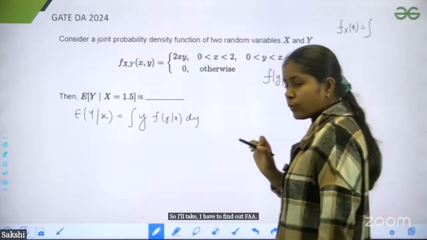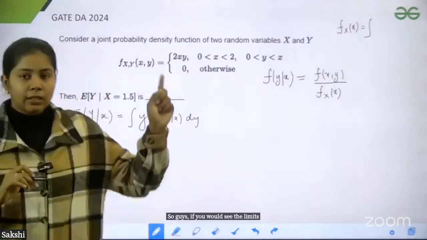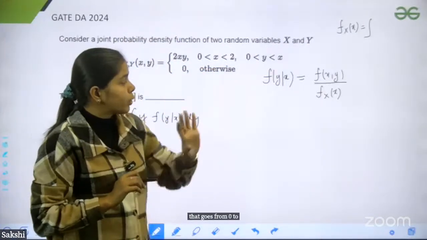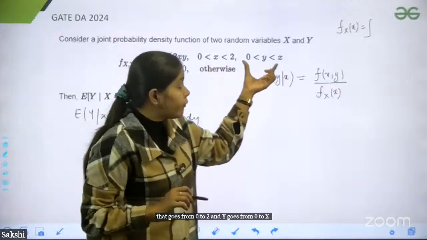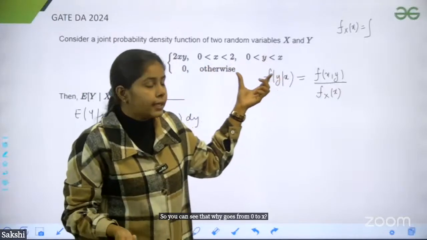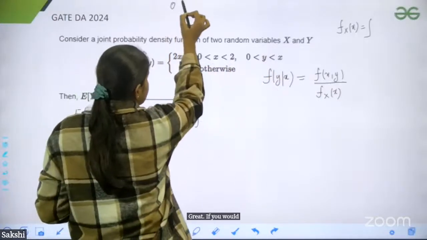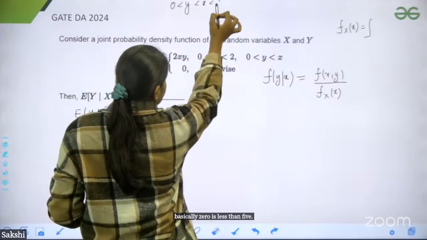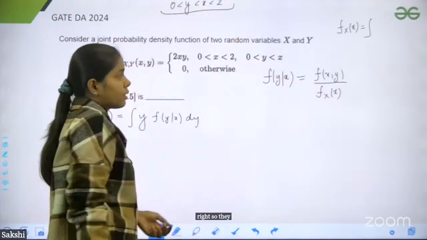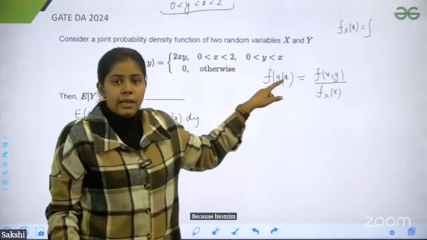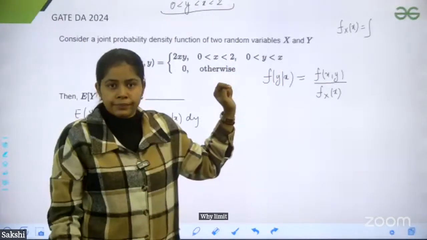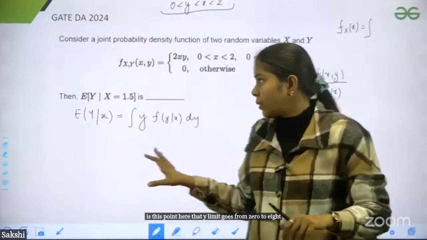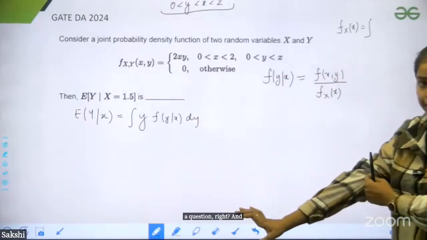If you look at the limits here, one thing to notice is that x goes from 0 to 2 and y goes from 0 to x. If you write down these limits, they are basically 0 less than y less than x less than 2. So they are related to each other because the y limits are not constant. The y limits go from 0 to x. Is this point clear? It is a little bit complicated.